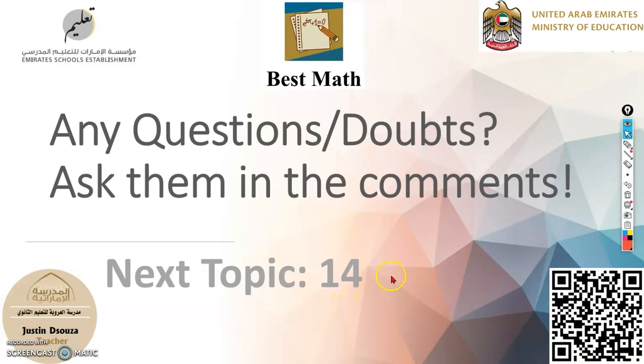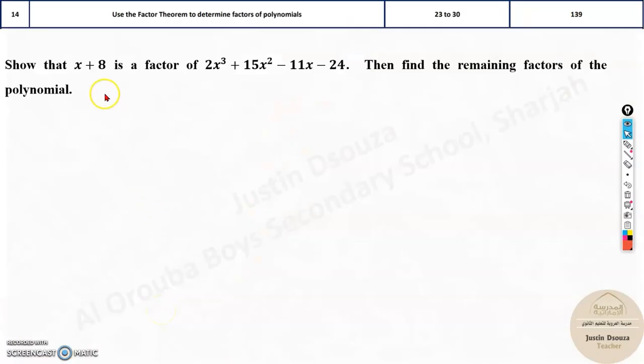The next topic, that is the 14th topic, is on factor theorem. You have been given a term. We need to show that this is a factor of this particular term. Then find the remaining factors. So how this method goes is by division. So first, for now, I will tell you the division method because this method is very important.